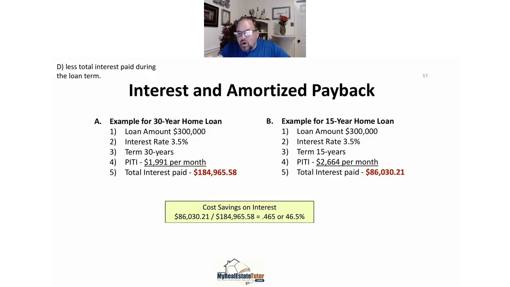Take that same loan, and I'm going to shorten it to 15 years. I've got a higher principal and interest payment. That's going to go up. But look at my total interest. It's cut over half by shortening it to 15 years. So my cost savings, if you look at the yellow box, is about 46.5% by going 15 years. Banks do not like people refinancing their loans to 15.